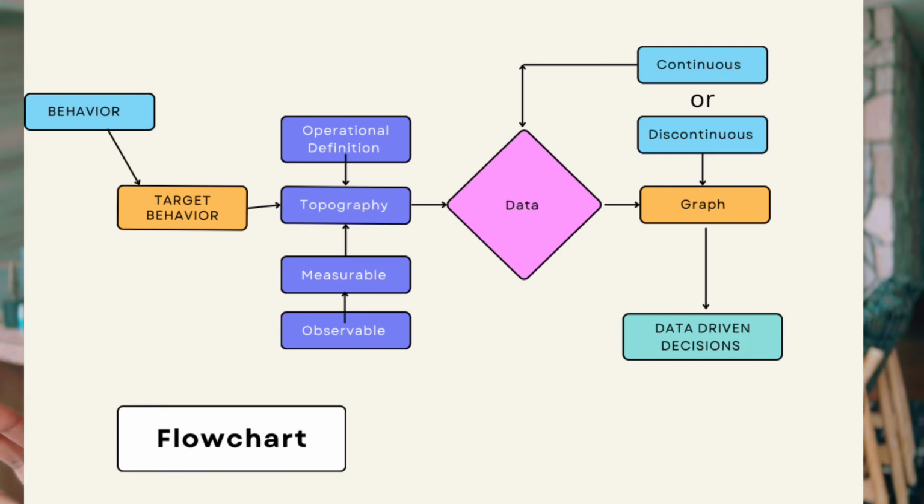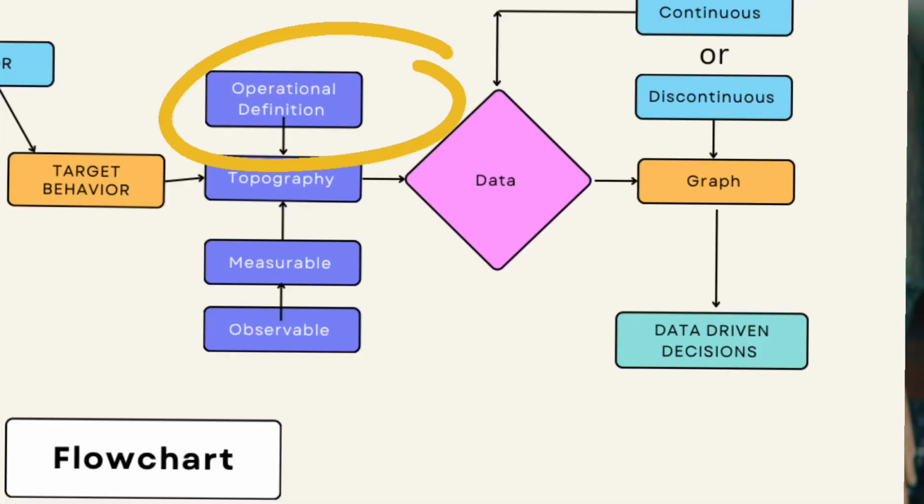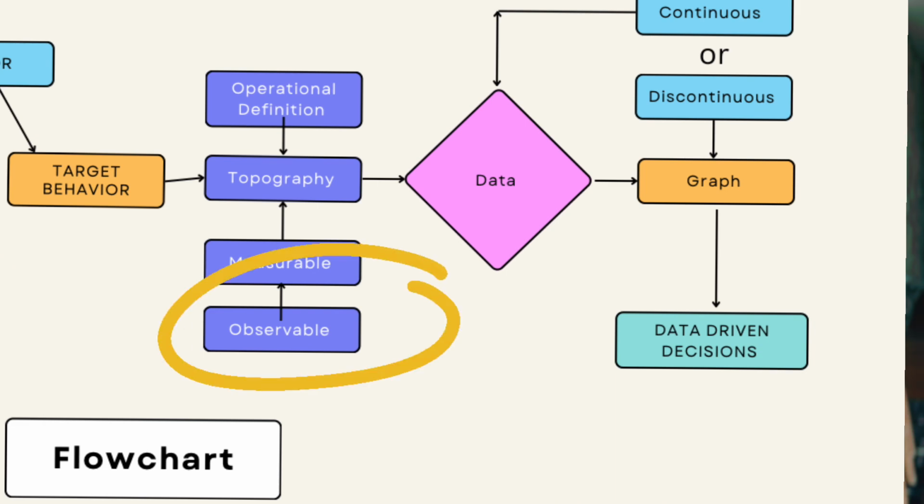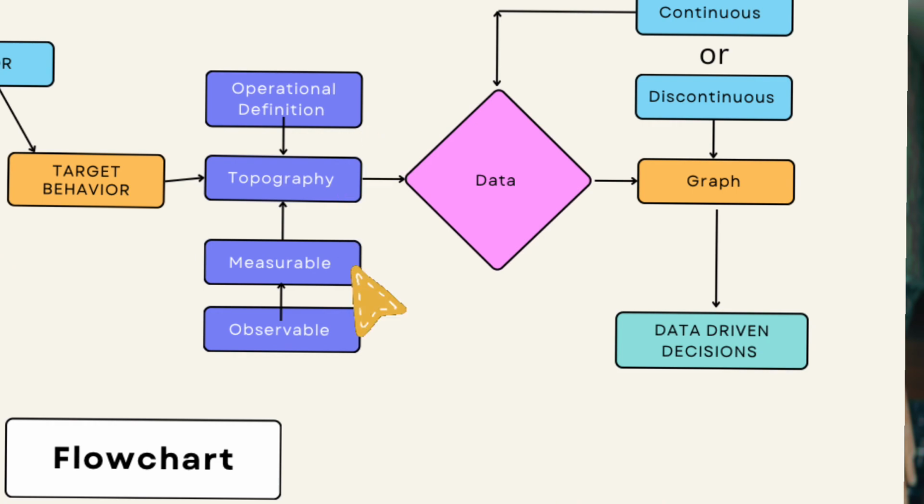Once again, this is how it all flows. We identify what a behavior is, and then from that, we identify a target behavior that we want to change. Within that target behavior, we have to make sure there is an operational definition, so everybody knows what we're looking at. It has to include the topography. What does the behavior look like? It has to be measurable, which means you have to be able to record it. It has to be observable so that you can record it. And that will get you to our data.